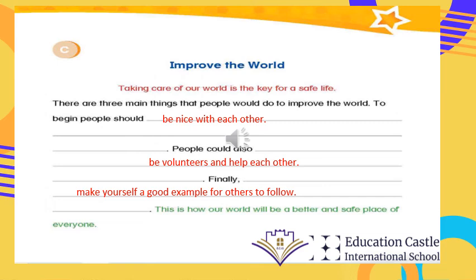After that, we have people could also. In addition, I'll add more information. People could also be volunteers and help each other. Finally, or at last, make yourself a good example for others to follow. So he advises him at last to do the best things.